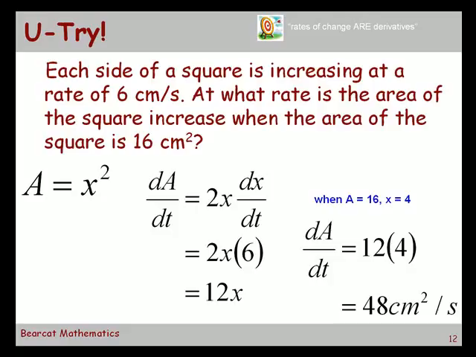So sometimes you have to take a statement like "when the area of the square is 16" and you have to interpret it a different way. When the area is 16, the side length is 4. Because x is a side length, we need to be able to substitute for that in the function. We don't need to substitute for the area anywhere. We're actually trying to find dA dt at a specific time, or a specific point in that increase.